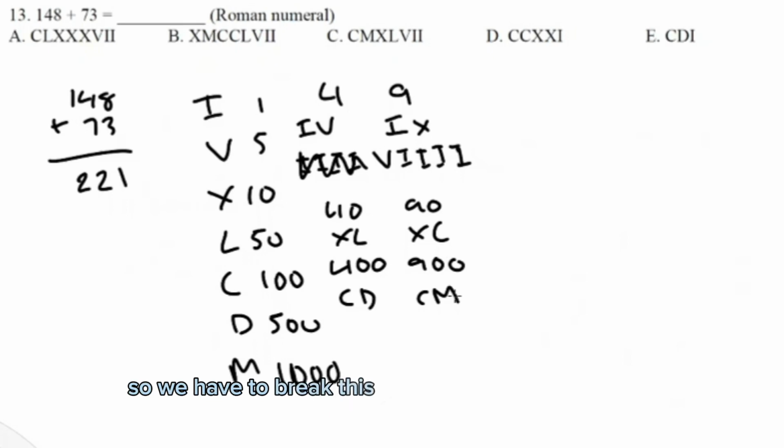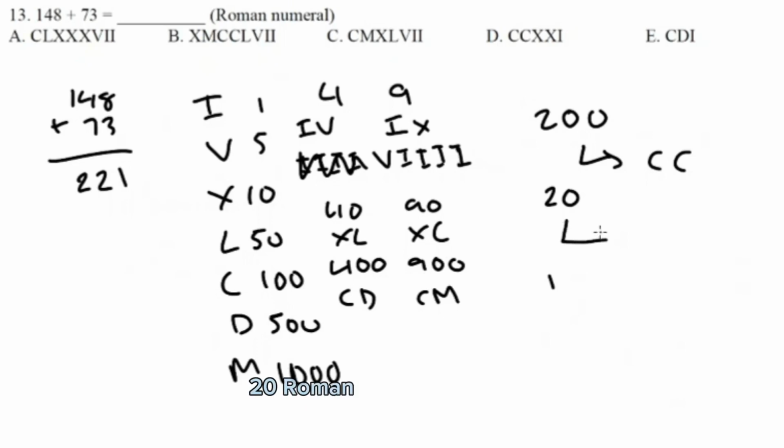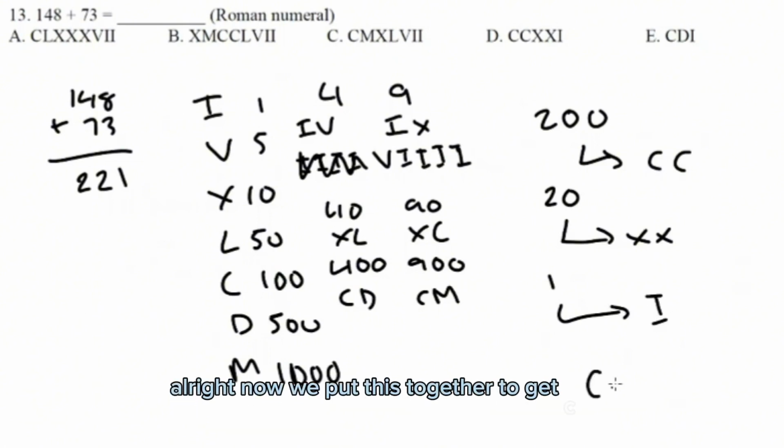So we have to break this down to its individual place values, which are 200, 20, and 1. Alright, so 200 in Roman numerals is just CC, which is 100, 100, 200. Alright, 20 in Roman numerals is just XX because there's 10, 10, which is 20. Next 1. 1 is just I. Alright, now we put these together to get CCXXI.